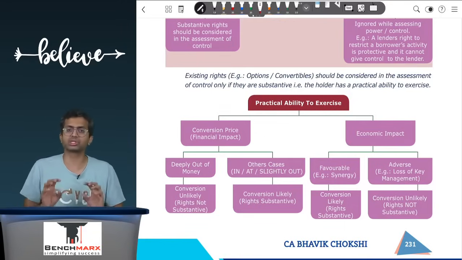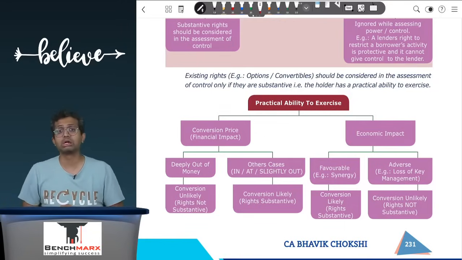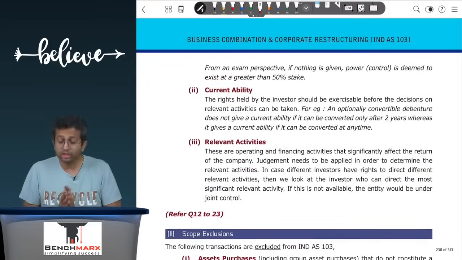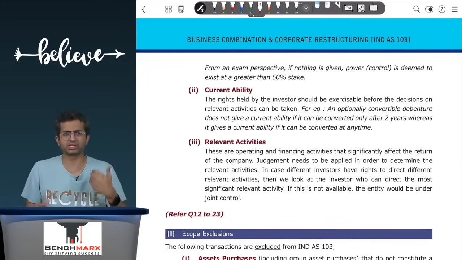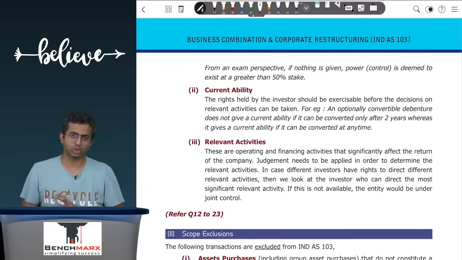So in the assessment of control, we will take rights which are substantive in nature, that is, there is a practical ability to exercise. From an exam perspective, if nothing is given, we assume that having a greater than or equal to 50% stake will give control.